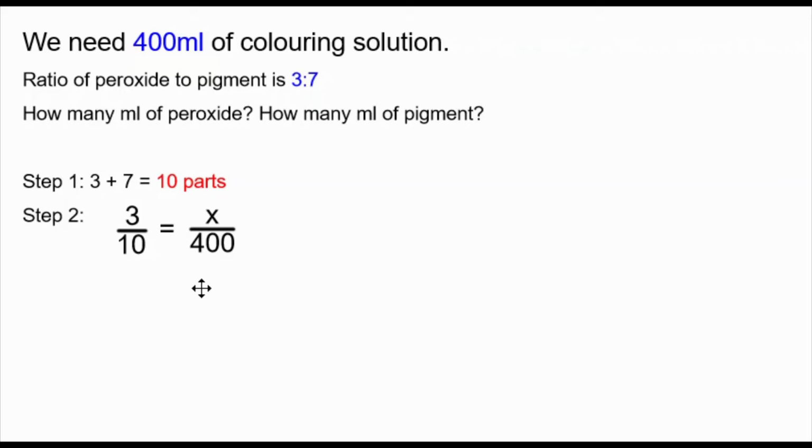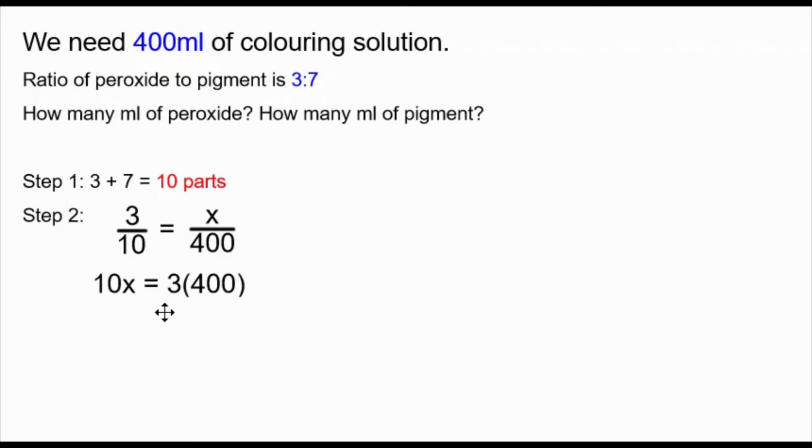And we can read this translating it into English by saying, if 3 out of 10 parts are peroxide, then how many mils out of 400 mils have to be peroxide? And we solve this with cross multiplication. Bottom times top equals top times bottom. The bottom on the left is 10, the top on the right is x. So I multiply those and I get 10x.